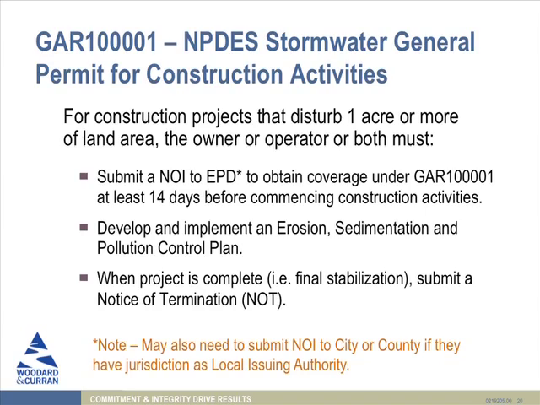And in this program, the primary permittee can be the owner, which would be the campus, the operator, which would probably be the general contractor who's managing the day-to-day activities of the site, or both. So it depends on how you define it in your relationship and who has the responsibility for doing this.